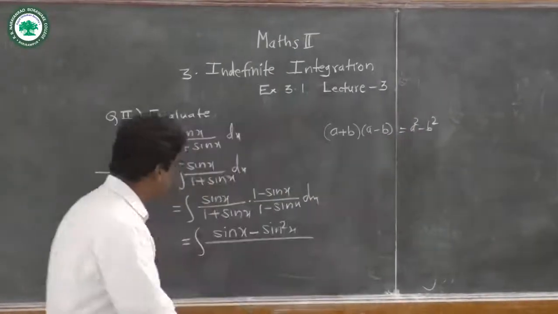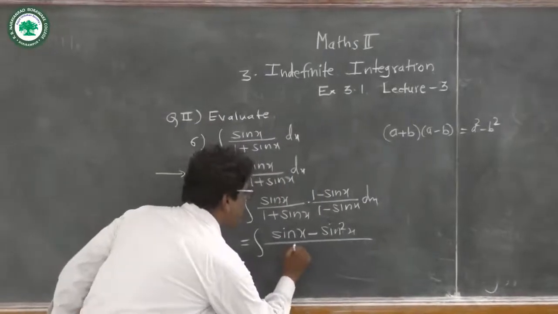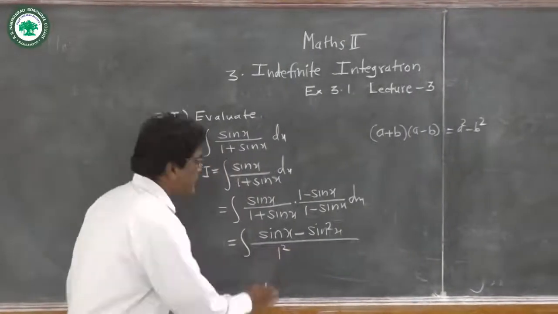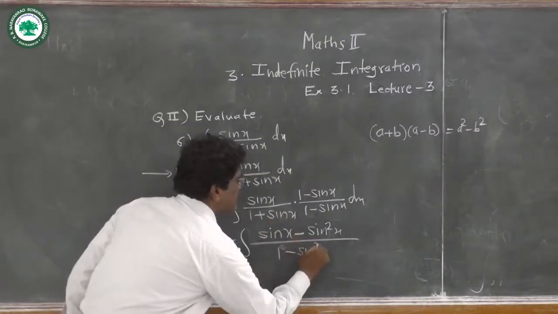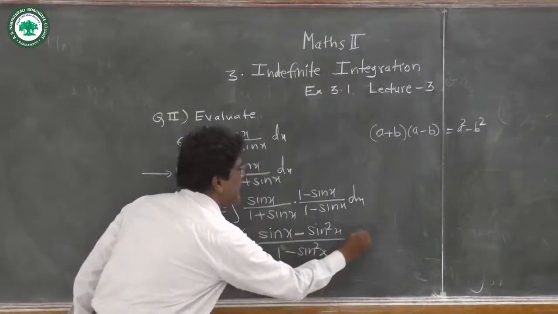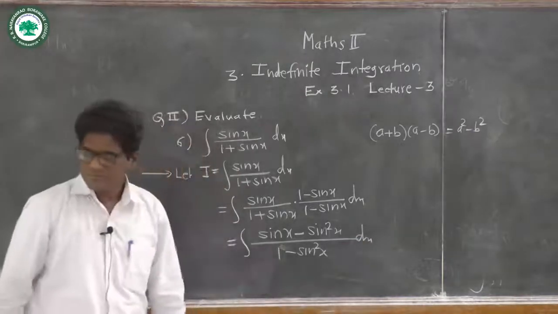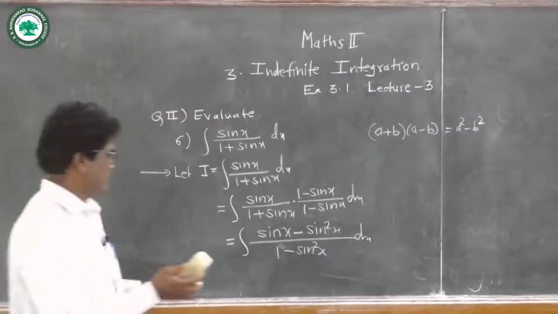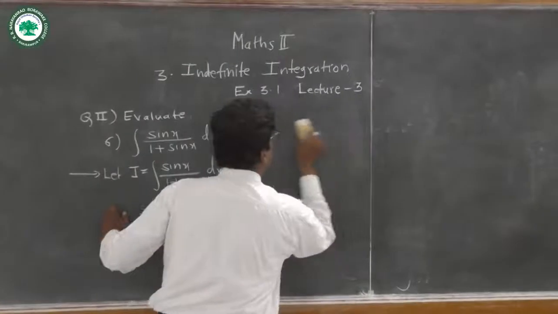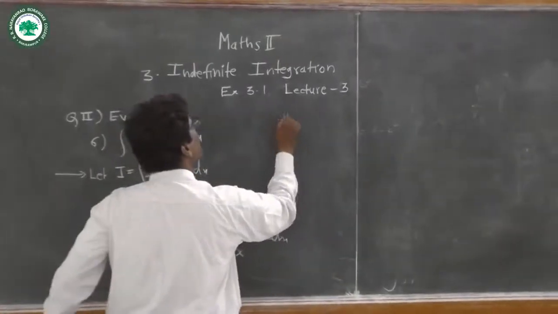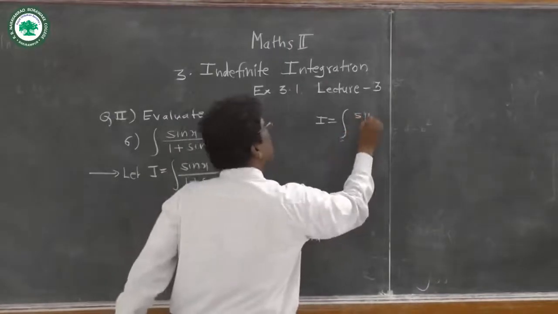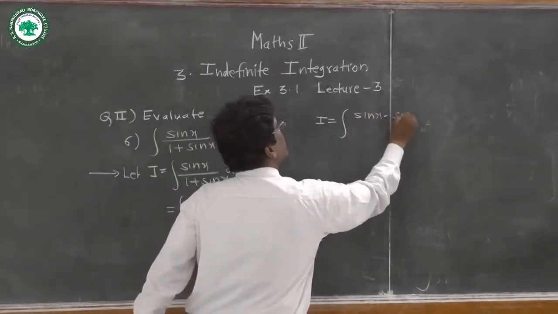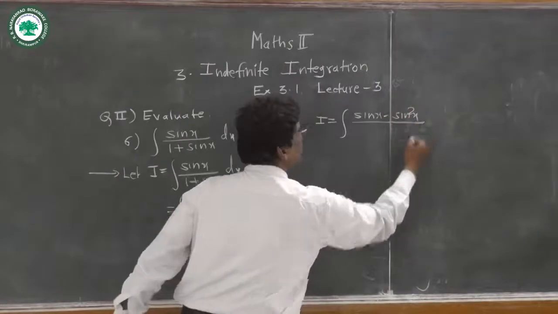So 1 plus sin x into 1 minus sin x is equal to a square minus b square. So a is 1, so 1 square, we write it as 1 minus sin square x, and dx as it is. Now I is equal to integration of sin x minus sin square x, numerator as it is.